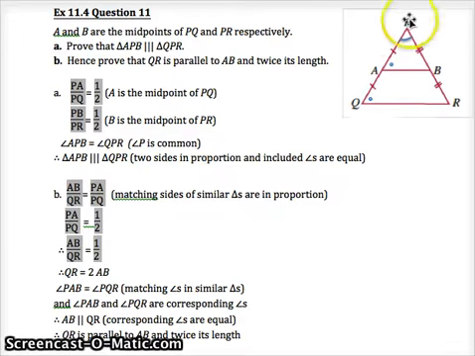Just also, you could draw triangle PAB and triangle PQR separately as you do this question.